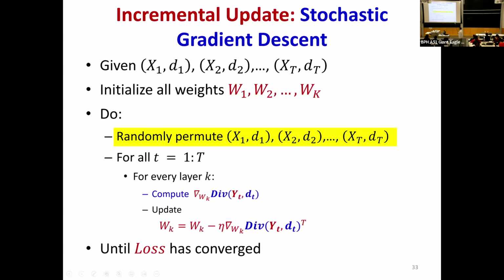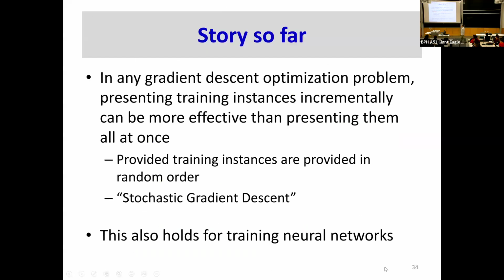So this is going to be critical for the whole thing to converge. So the story so far, in any gradient descent optimization problem, presenting data instances incrementally can be more effective than presenting them all at once. Why? Because if you're presenting them all at once, you have to process all of the data before you make a single update. Here, you're going to be making updates after every single data instance.